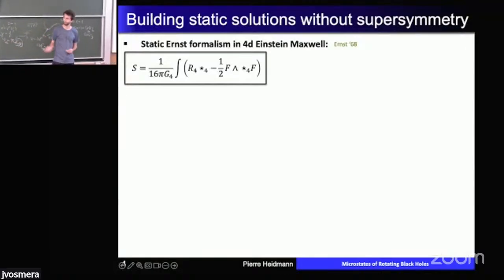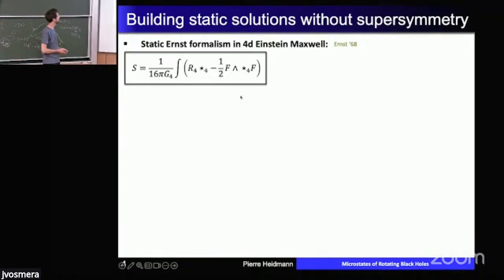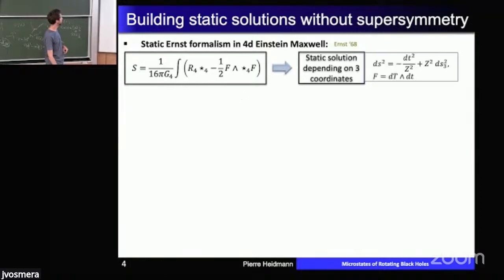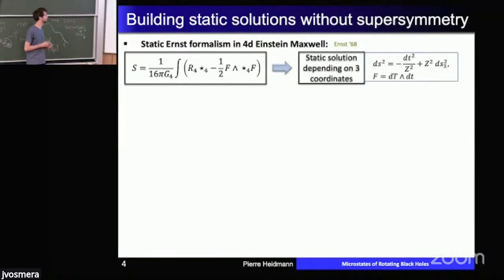It has been addressed a long time ago. And one of the very interesting techniques is called the Ernst formalism, which we can review first. The Ernst formalism has been derived for Einstein-Maxwell theory. So we have an action which has an Einstein-Hilbert term first, and then just one U(1) gauge field added to that.